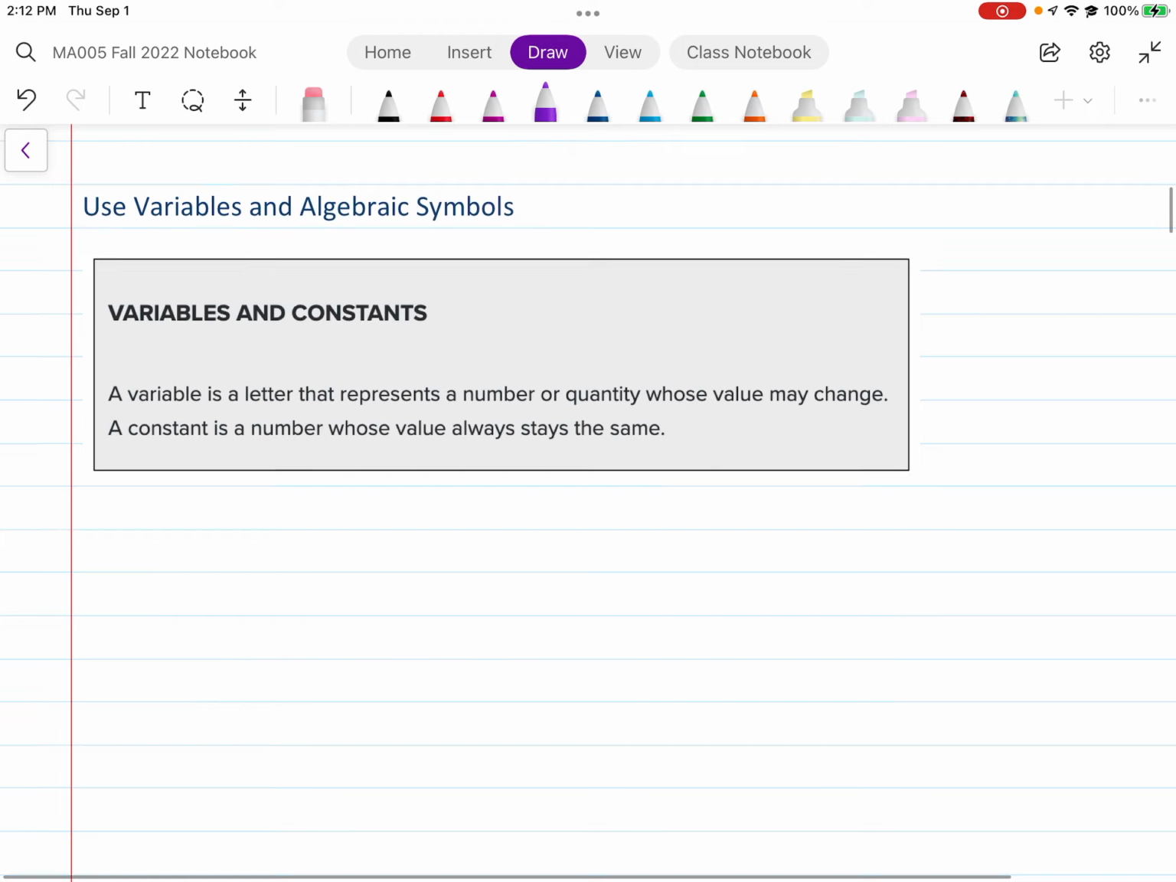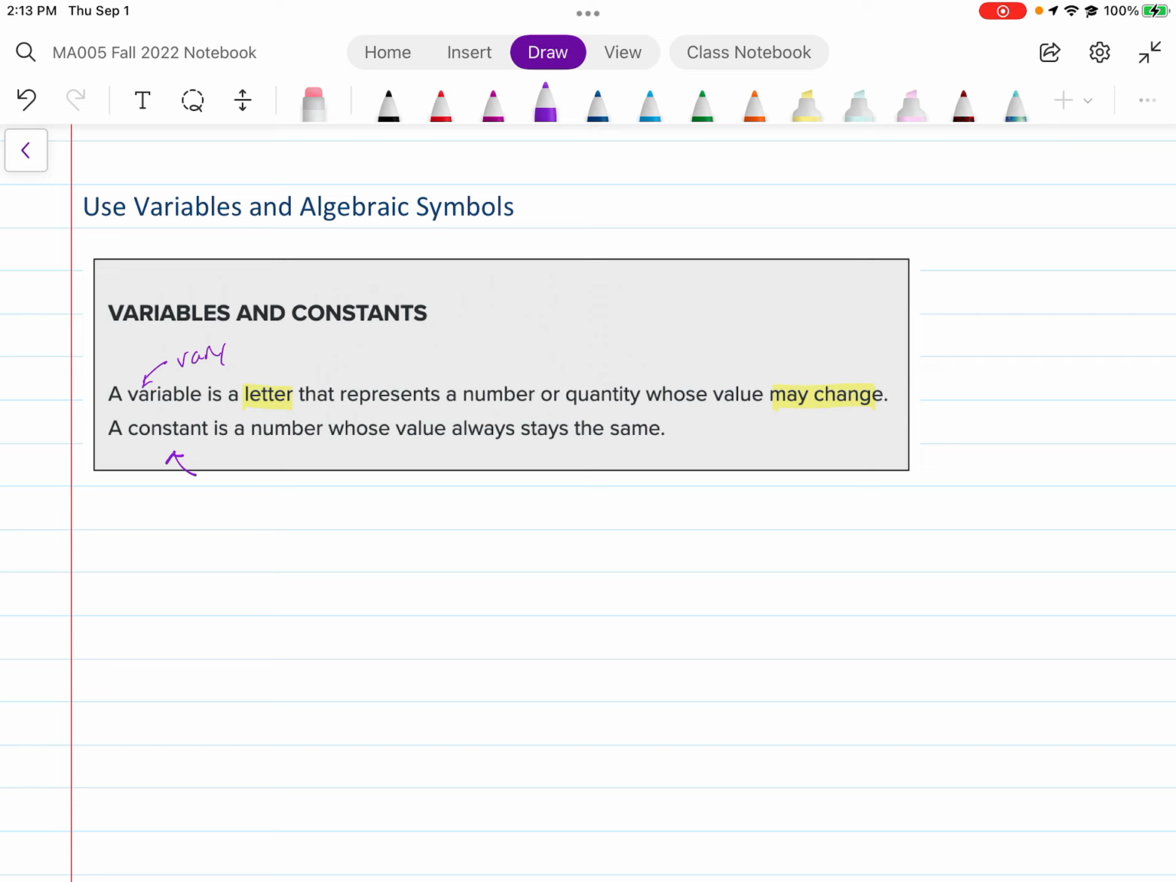Okay, so using variables and algebraic symbols, what's the difference between these two? A variable is a letter, even a Greek letter sometimes, that represents a number or a quantity whose value may change. That is why it's called a variable. It comes from the word vary, to change. A constant always stays the same. That is what the word constant means. It stays constant, it doesn't change. So it's just a number.